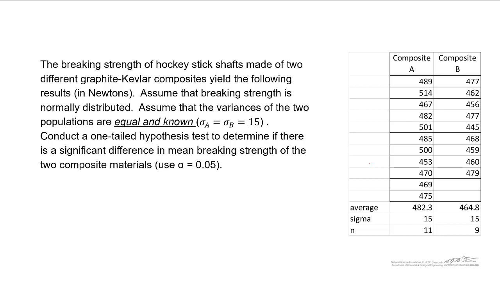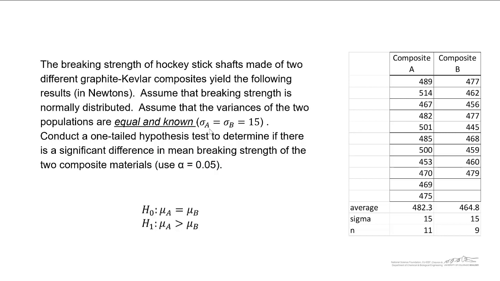So let's go through an example. Here we're going to assume that the variances are known and they're equal. Sigma A equals sigma B, which is 15. We are going to conduct a one-tailed hypothesis test to determine if there is a significant difference in the breaking strength of the two composite materials. And we're going to use an alpha of 0.05.